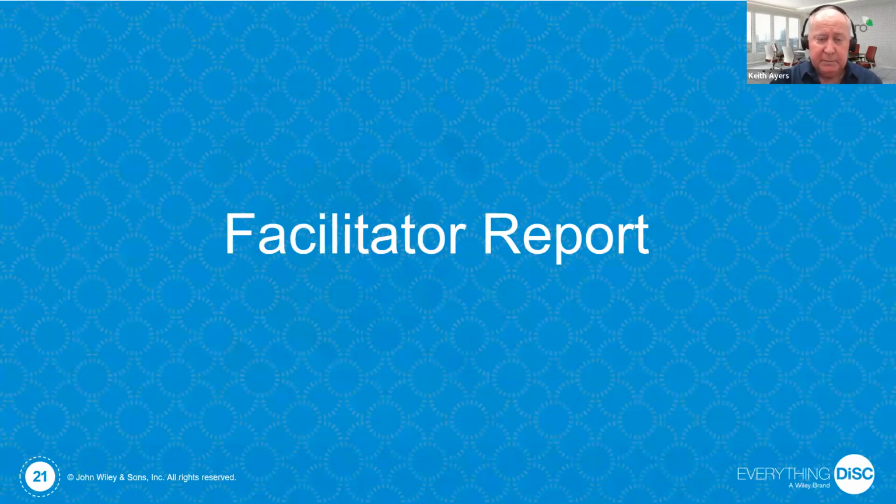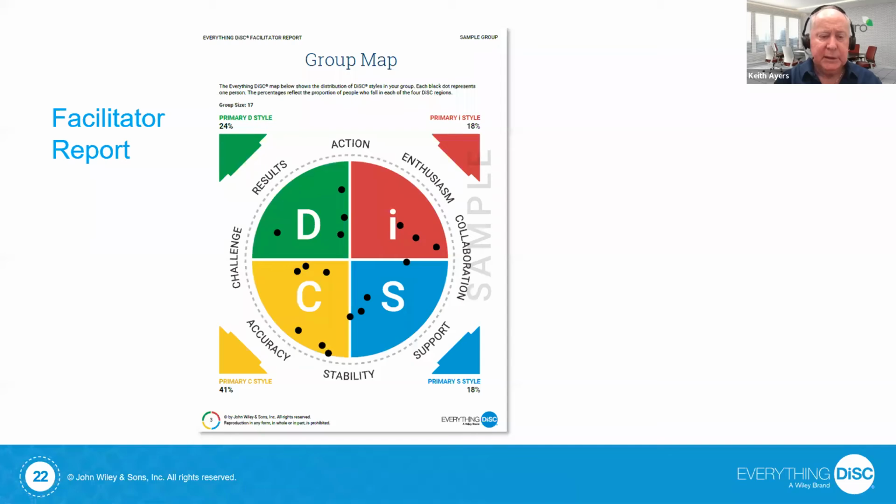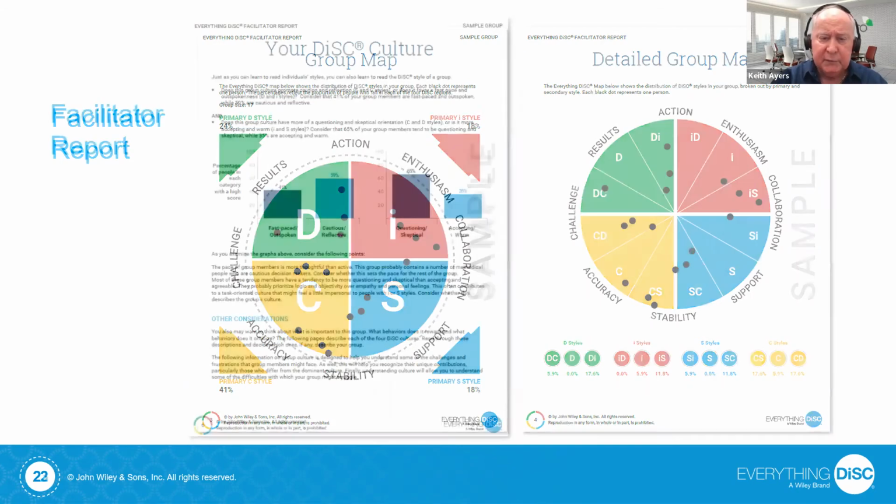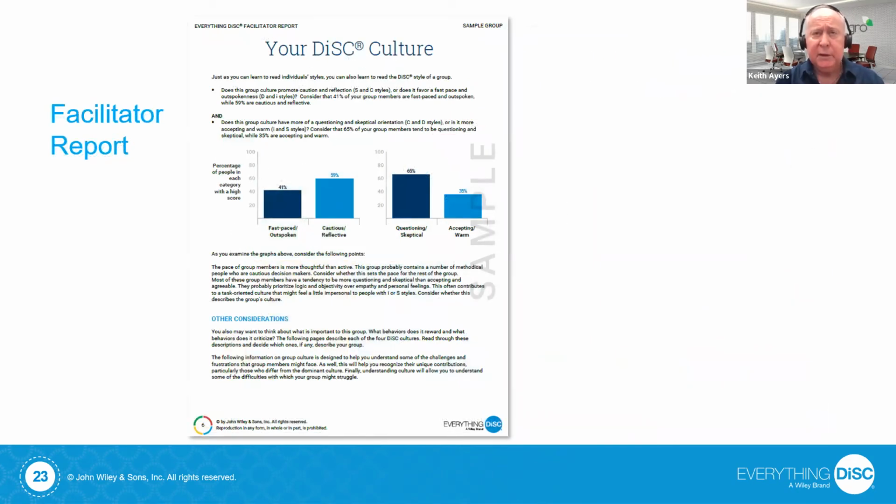Okay. So it starts off with a group map, which is exactly the same as the group map in the group culture report. All right, but there's also an additional map here, which looks at the people in the group in each of the 12 different styles and what the percentages are there. So a little more in-depth information, okay? And also it looks at it a little differently in this graph here, and it's saying that we've got 41% of people who are fast-paced and outspoken, but 59% cautious and reflective, and then we've got 65% questioning and skeptical, and 35% accepting and warm.